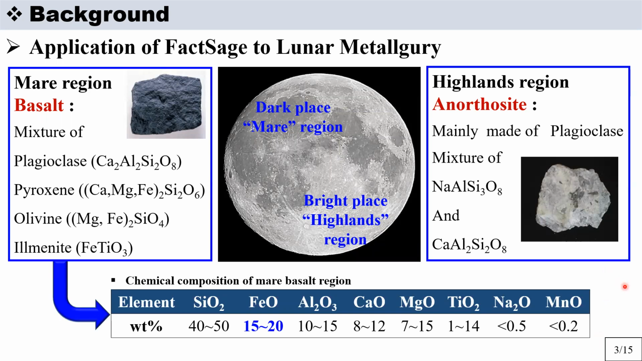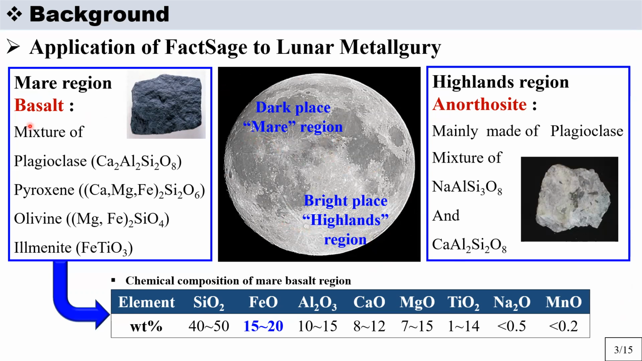On this page, I will explain the background of application of FactSage to lunar metallurgy. We are currently studying and trying to get metallic iron from the lunar soil on the moon surface. The moon surface is usually divided into two regions, the dark region and the bright region. The dark region is called mare, and the bright region is called highland.